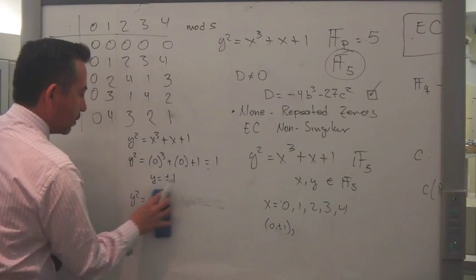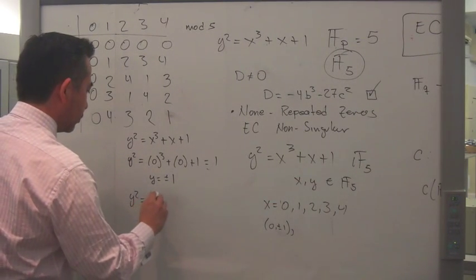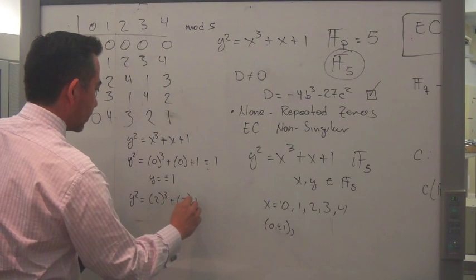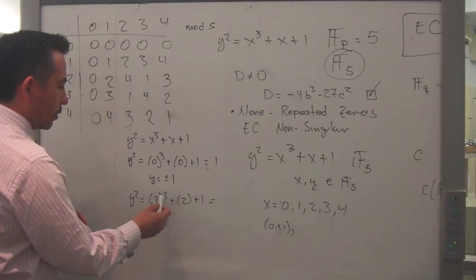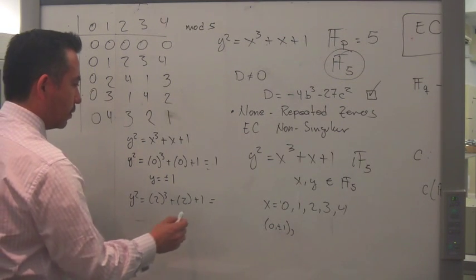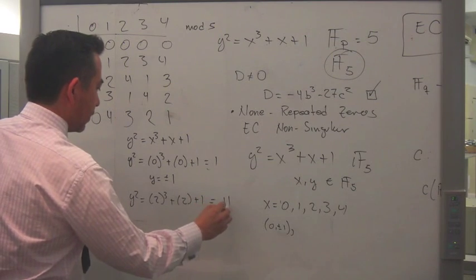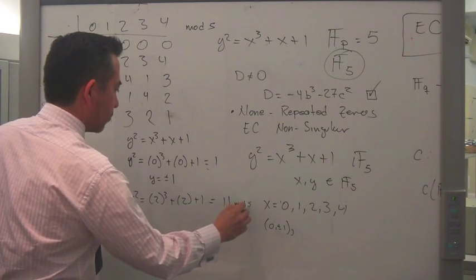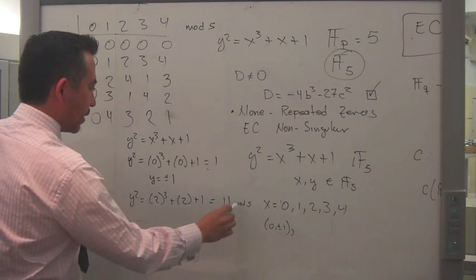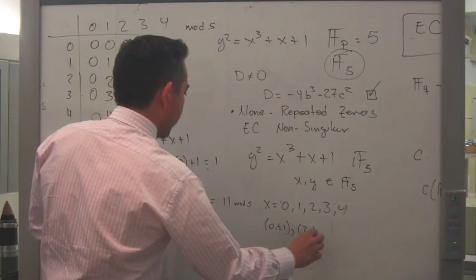Well, I test the next one, which is 2. So I put 2 to the cube plus 2 plus 1, and that gives me 6, 7, 8, 9, 10, 11. But 11 in mod 5 is 1. So this is plus and minus 1. So the second point is 2, comma, plus and minus 1.